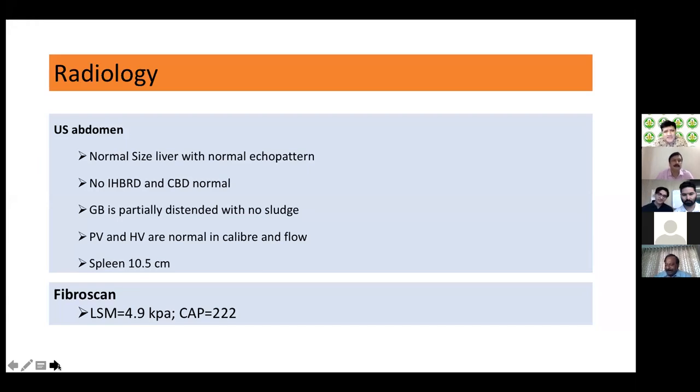Two more things in the chat box. Somebody has written, no signs of malabsorption, normal albumin, normal Hb, would you still go ahead with celiac serology? And the other question people are asking is, how about doing an MRCP?